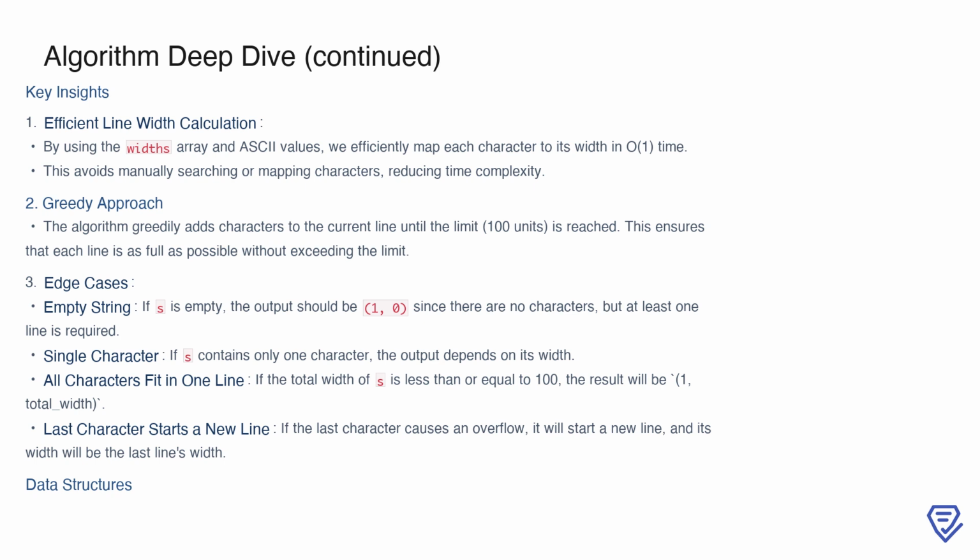For a single character, the result depends on its width, and if all characters fit within one line, the result is 1, total_width. Finally, when the last character causes an overflow, it starts a new line, and its width becomes the width of the last line.